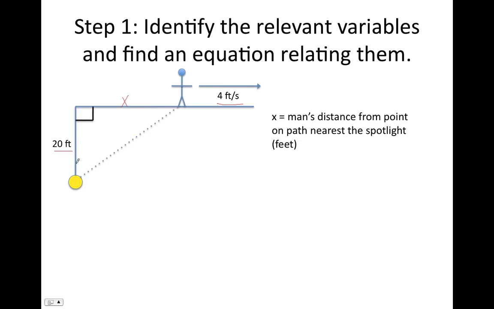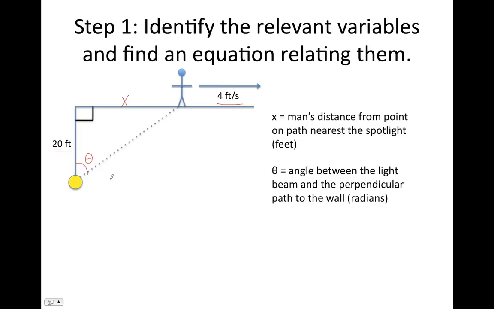Now we're concerned with the spotlight's rotation, so it makes sense to denote this angle here. We'll call this theta. So theta is the angle between the light beam and the perpendicular path to the wall, measured in radians. Now we'd like to write down an equation that relates my two variables. If I look at the tangent of this angle theta, I can write that down, because tangent is just opposite over adjacent, which is x over 20. Or another way of rewriting this equation is 20 times the tangent of theta is equal to x.